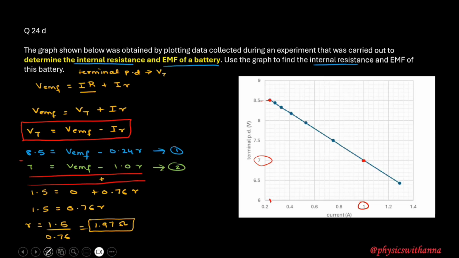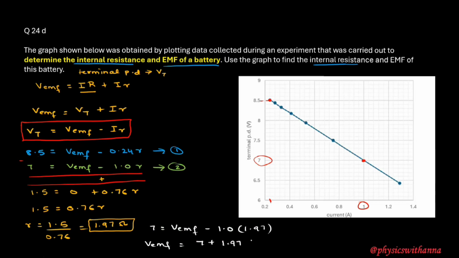Now we can use this value of r in any one of the equation 1 or 2 to calculate V EMF. I'm going to use this in equation 2. So we get equation 2 as 7 equals V EMF minus 1.0. In place of r, I'm going to write 1.97. So move this to the other side. We get V EMF equals 7 plus 1.97. When you multiply these two together, you get 1.97. So V EMF will be equal to 8.97 volt. So this is how you can use simultaneous equation to find the value of V EMF and r.